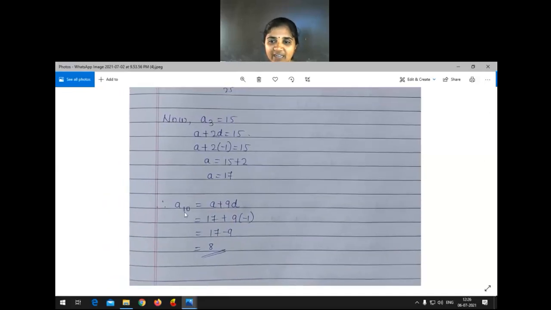Now our target is to find A10. A10 is equal to a plus 9d. Then a value is 17, and d value is minus 1. Substitute and simplify. So the answer is 8. How many of you got the same answer? Just raise your hands. How many of you got the same answer? Raise your hand.